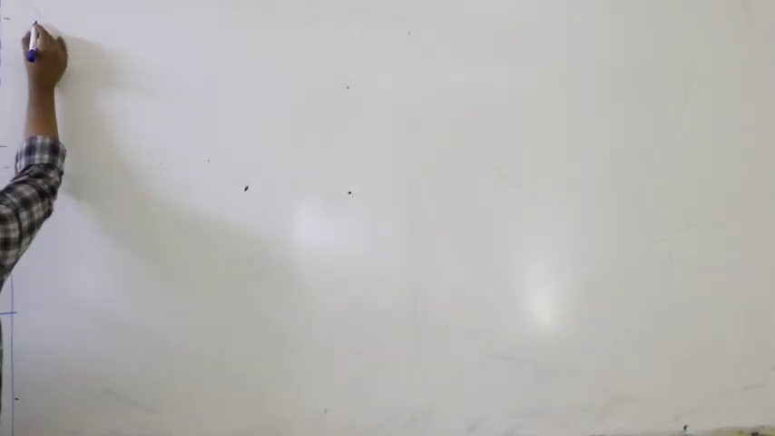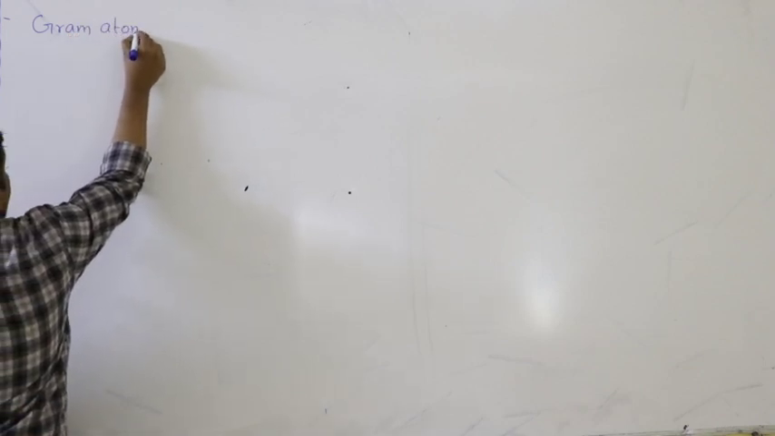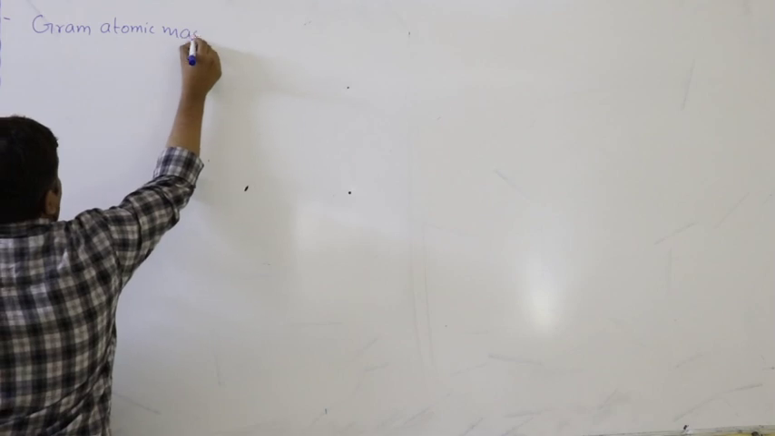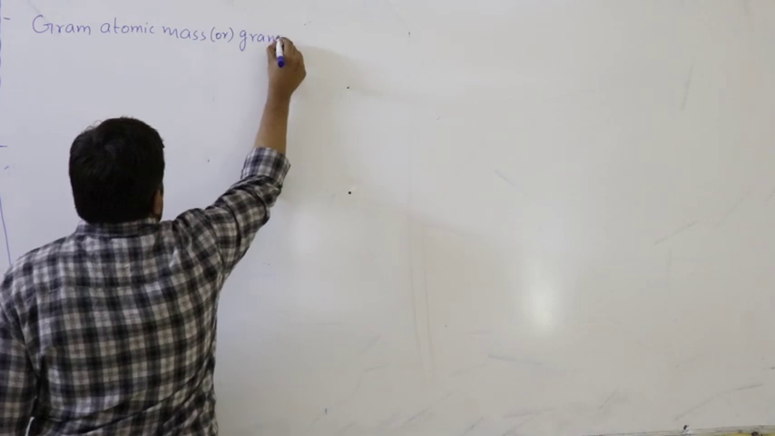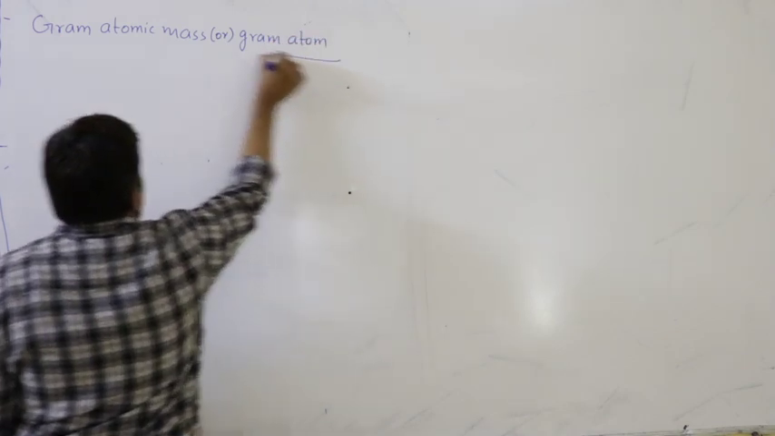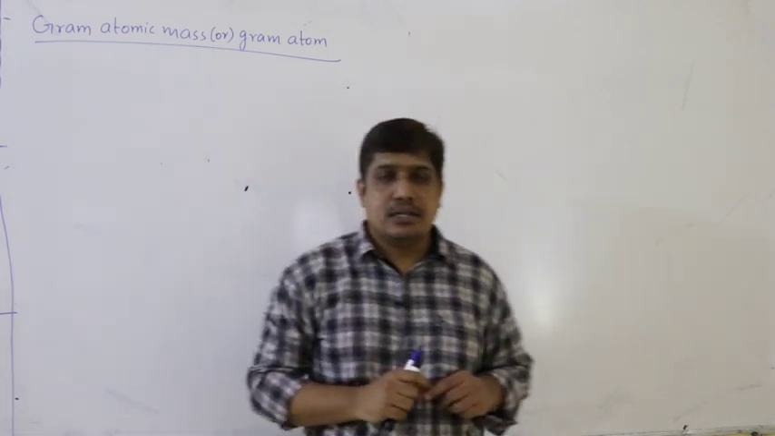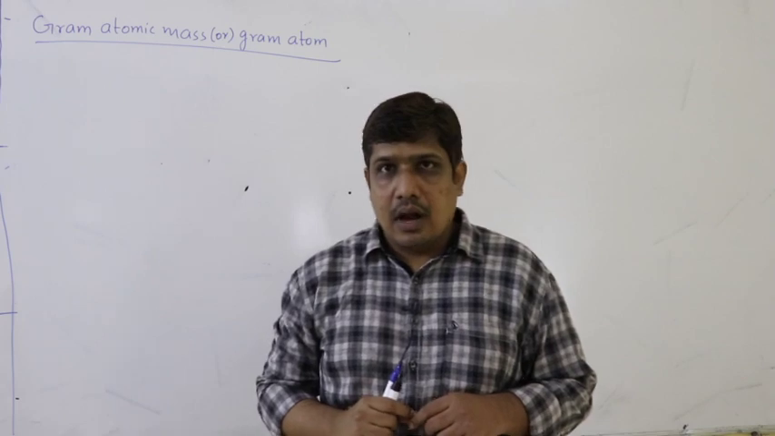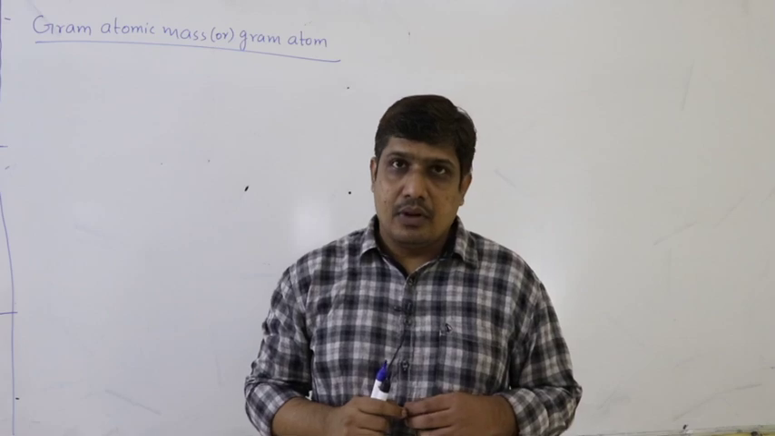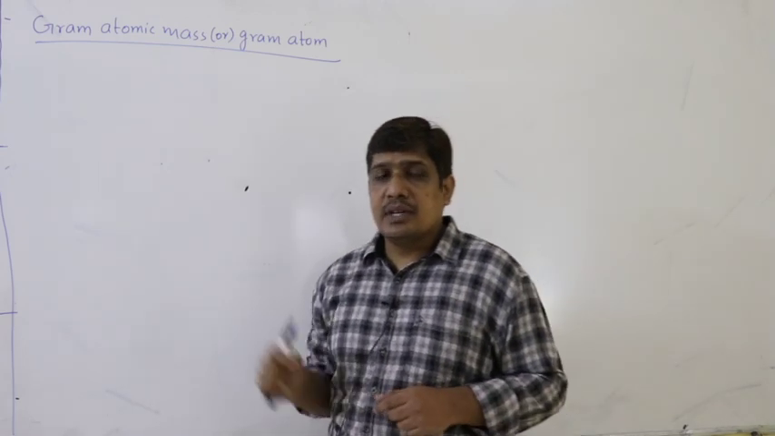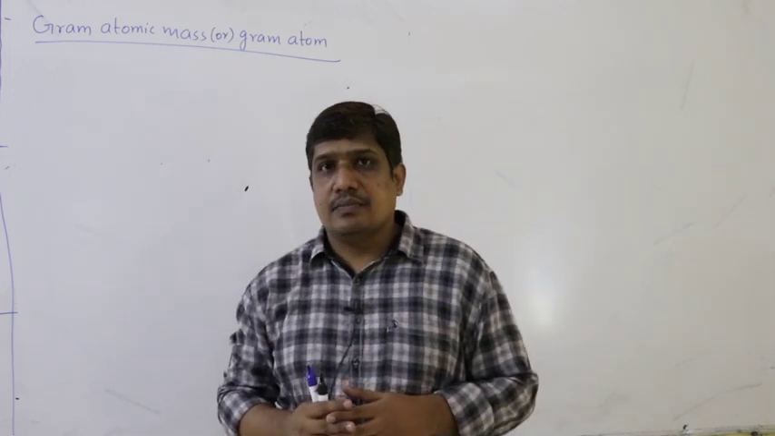Right, let us continue. In the last class, we have studied the meaning of atomic mass. Atomic mass, actual mass is different, relative mass is different. Now, we are going to study gram atomic mass or gram atom. What is this gram atomic mass?